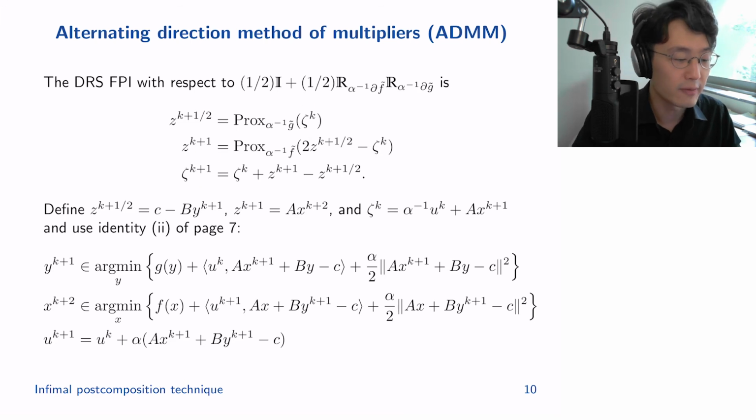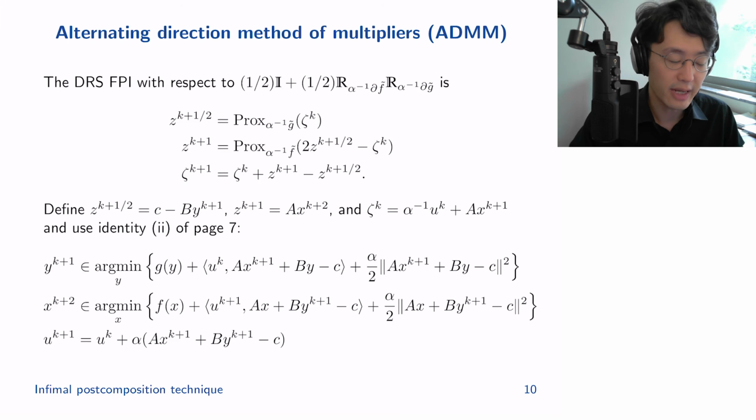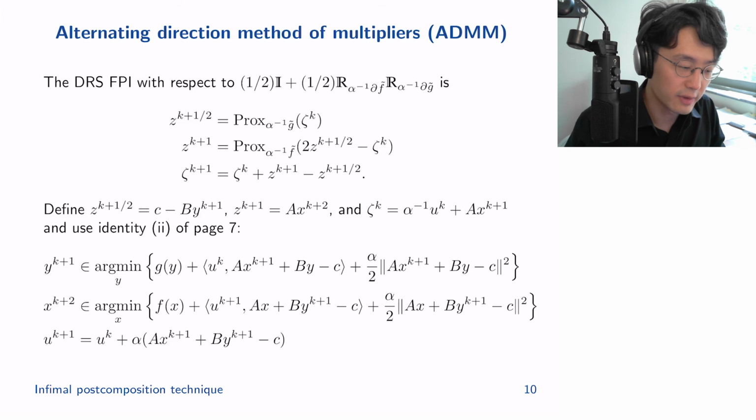So the Douglas-Rachford fixed point iteration maps from zeta k to zeta k plus 1. But otherwise, this is exactly the same as the DRS that we had seen. The outputs of the proximal operators are referred to as the z k plus 1/2 and the z k plus 1 iterate. And so to obtain zeta k plus 1, we have zeta k plus z k plus 1 minus z k plus 1/2. So this three-line expression of the DRS FPI is correct, and we know that the DRS FPI converges to a fixed point if a fixed point exists.